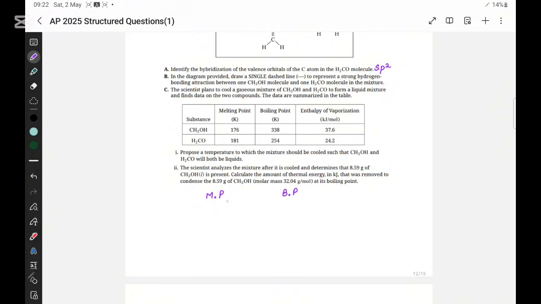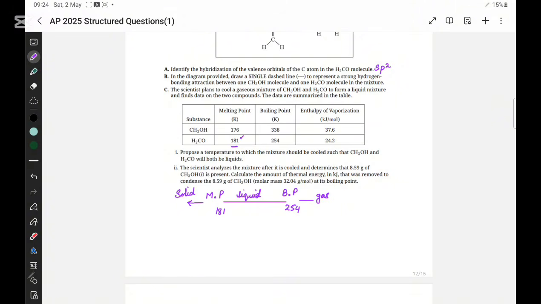Above the boiling point, let's say we join it with the dashed line, it is going to be gas, and before the melting point, it is going to be solid. So it is going to be liquid between the melting point and the boiling point. The melting point which is present between both of them is going to be 181, and the boiling point is going to be 254. So in between both of them we choose 181.